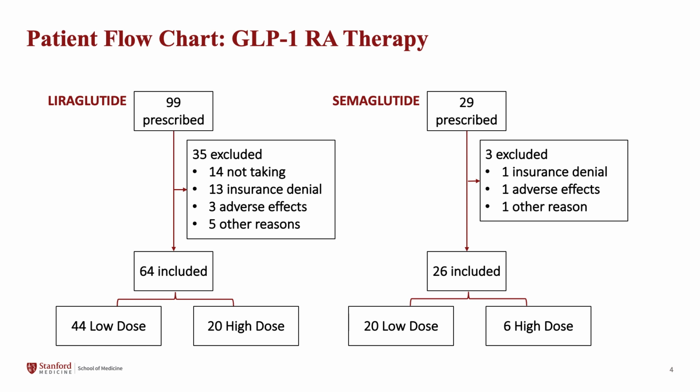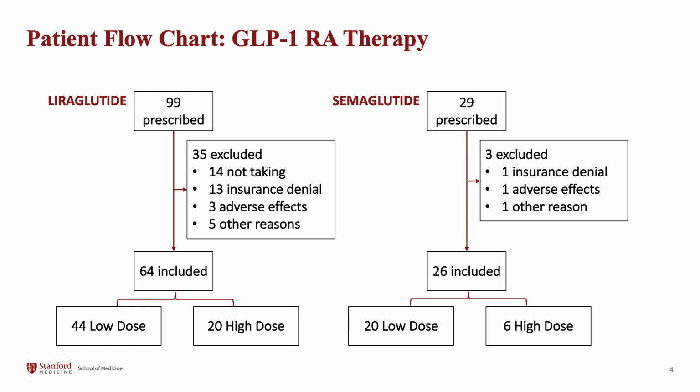Liraglutide was FDA approved for the treatment of overweight and obesity in 2014. And we have randomized data that shows an 8% total weight loss with this medication. Semaglutide is a more potent and newer GLP-1, and in randomized trials, patients experienced 15% total weight loss. In our groups, there were 99 prescribed liraglutide and 29 patients prescribed semaglutide.